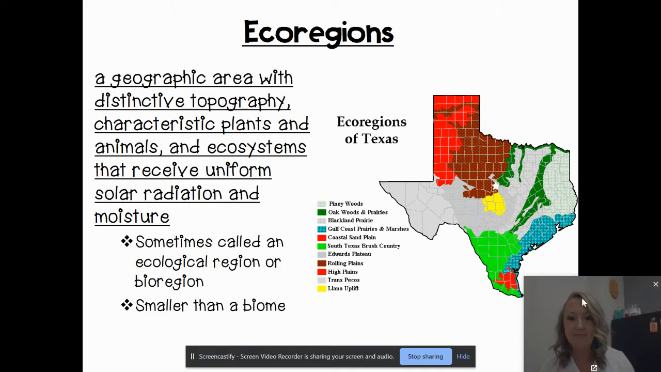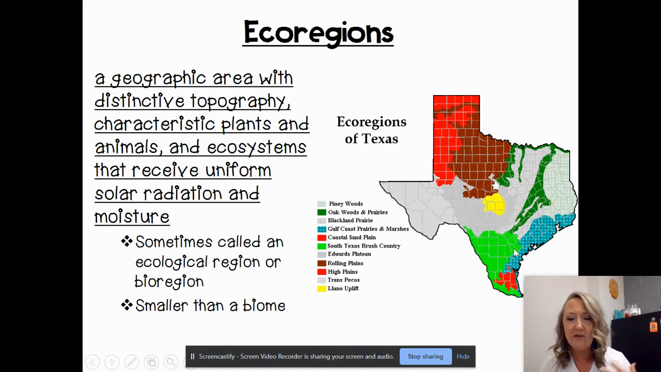So if you look over here on this, all the way on the east side, you may have been to East Texas and seen the pine wood forest there. Those are the piney woods. We've got the Trans-Pecos, which is kind of the desert area in the left. We've got the plains up in the Panhandle. We've got the coastal Gulf Coast prairies and Gulf Coast marshes down here.